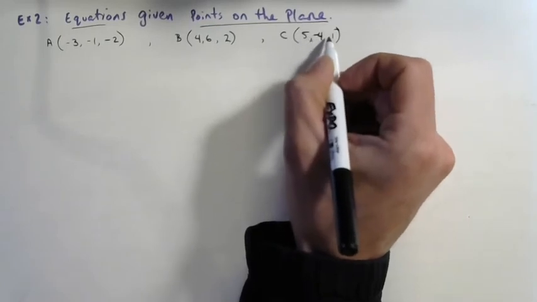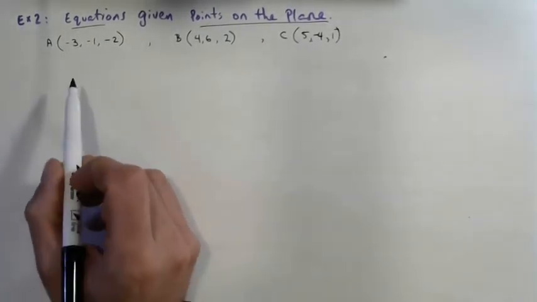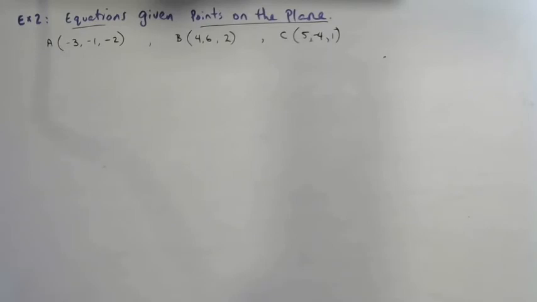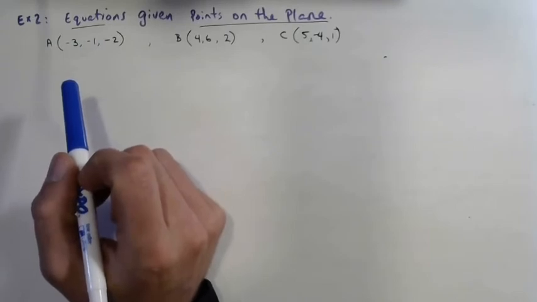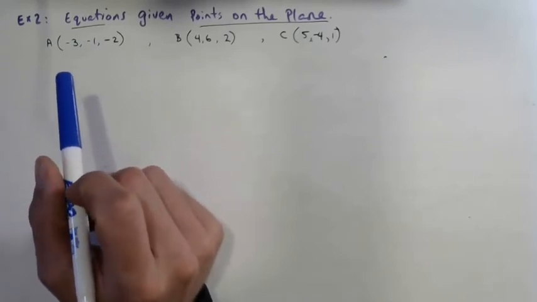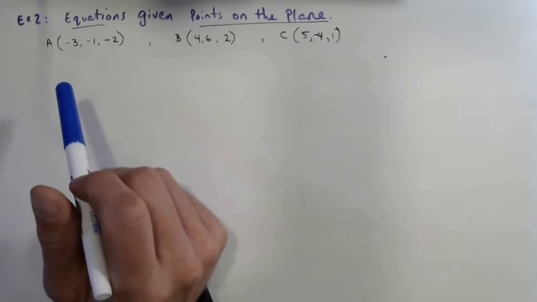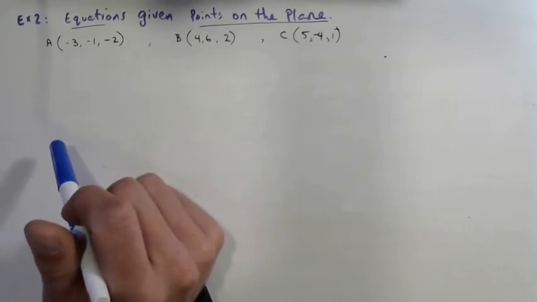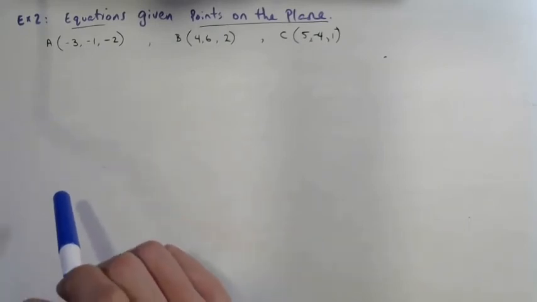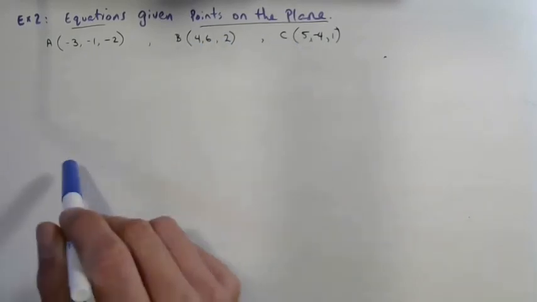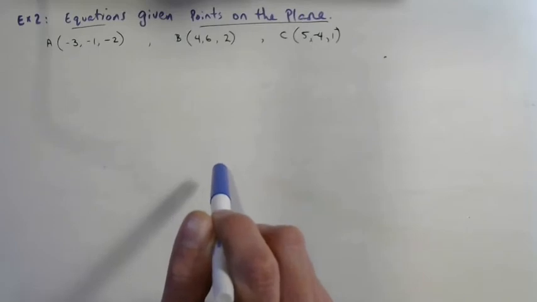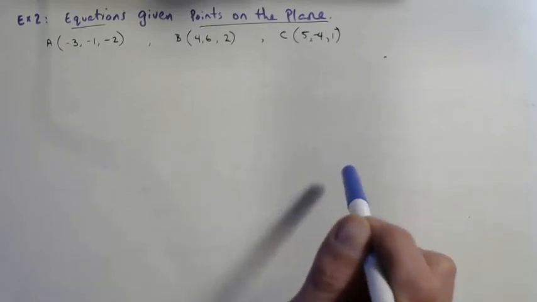Negative 4, 1. Okay, now because these points are on the plane, by the way, what do we need in order to develop an equation? Well, we need a normal vector, and the relationship between that normal vector is going to give us the first 3 coefficients of the scalar equation, and then we're going to use one of the points up here in order to find d in ax plus by plus cz plus d equals 0.